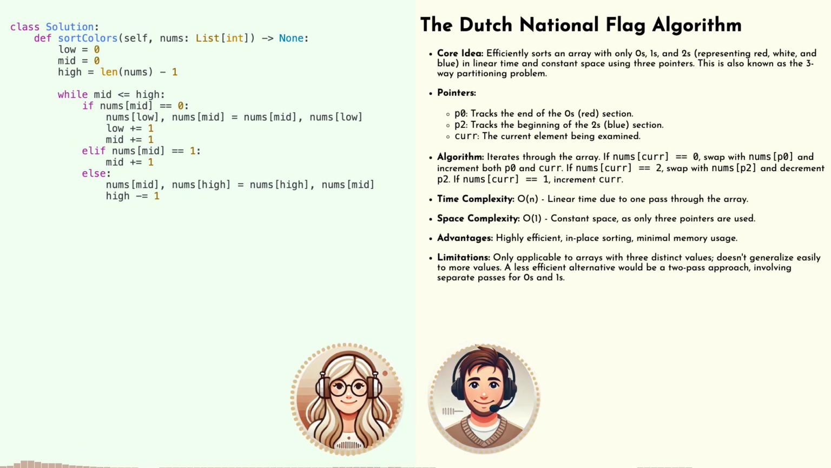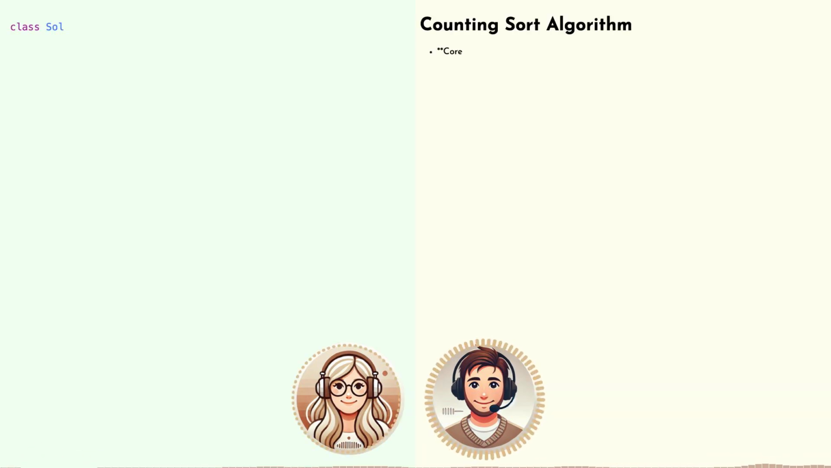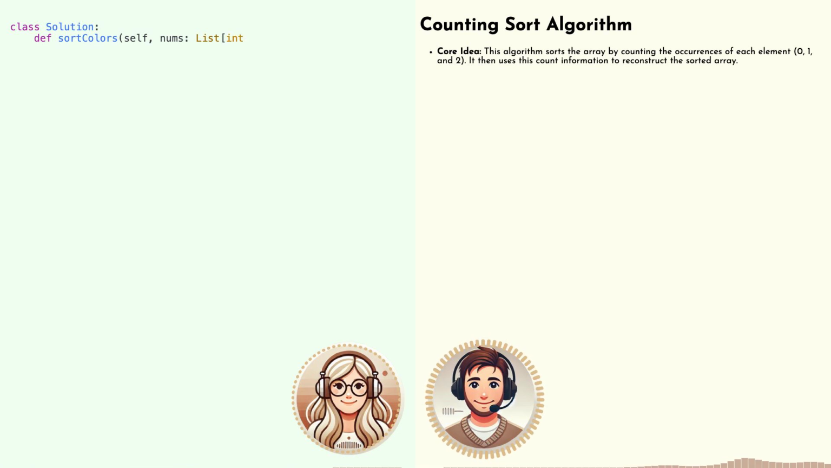Okay. That means we've examined and placed every element correctly. Our flag is all sorted. Reds, whites, and blues, all where they should be, in just one pass. Super efficient. But are there any trade-offs with this algorithm?